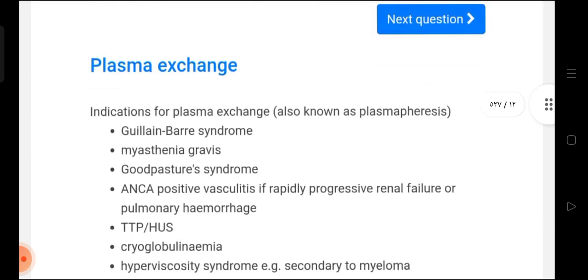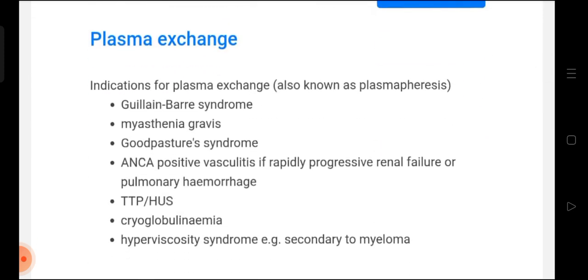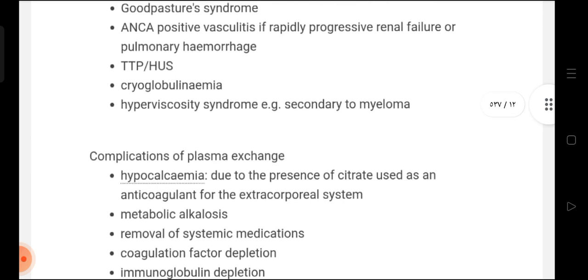We will talk about plasma exchange. Indications of plasma exchange or plasmapheresis are Guillain-Barré syndrome, myasthenia gravis, Goodpasture syndrome, ANCA-positive vasculitis in cases of RPGN, rapidly progressive renal disease or pulmonary hemorrhage, TTP and HUS, cryoglobulinemia, and hyperviscosity syndrome secondary to myeloma.